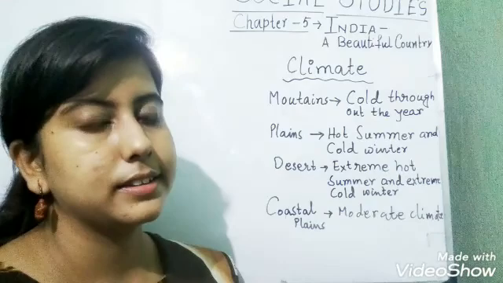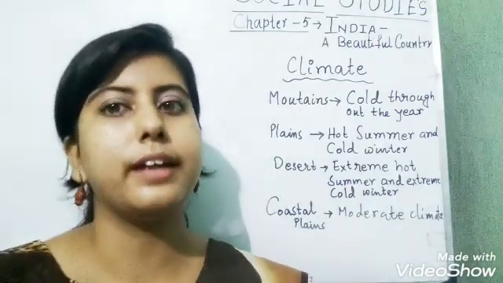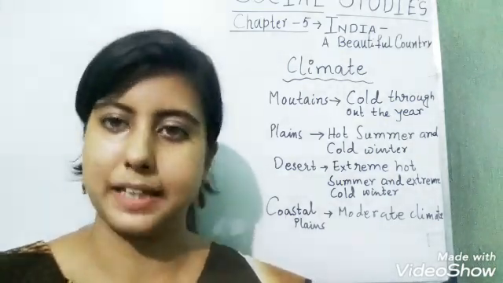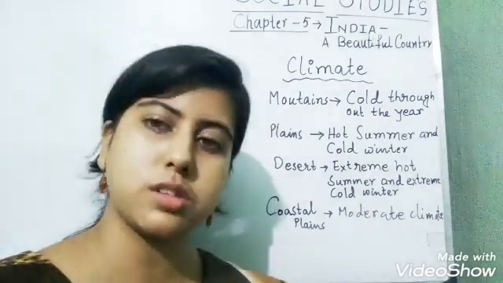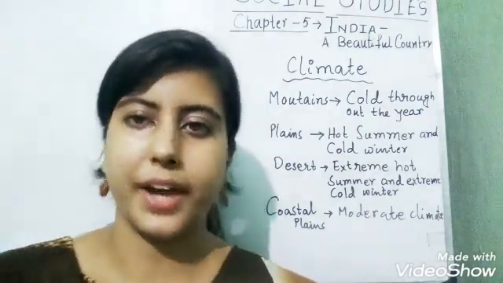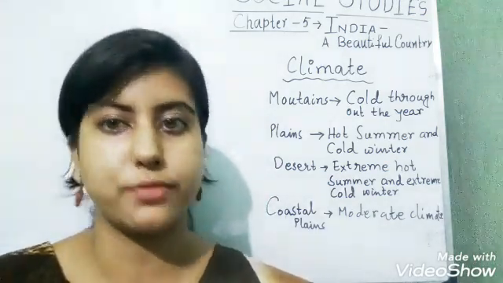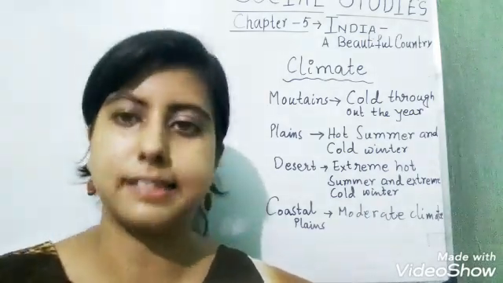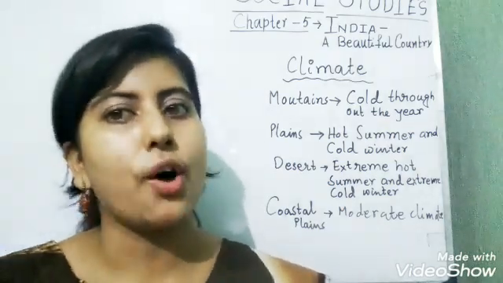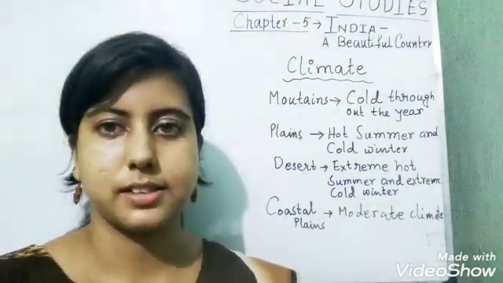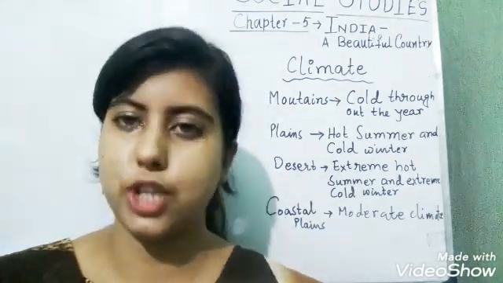Just like the climate, the amount of rainfall also differs from place to place. In the case of mountains, plains, coastal areas, the amount of rainfall is quite satisfactory. But in the case of desert, we can hardly see rainfall. So, this was all about the climate. And with this, we have come to the end of this chapter.